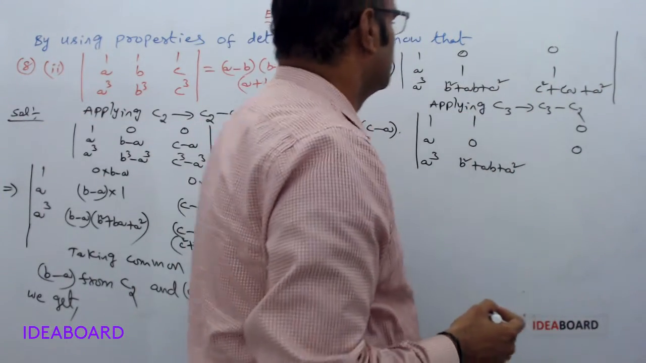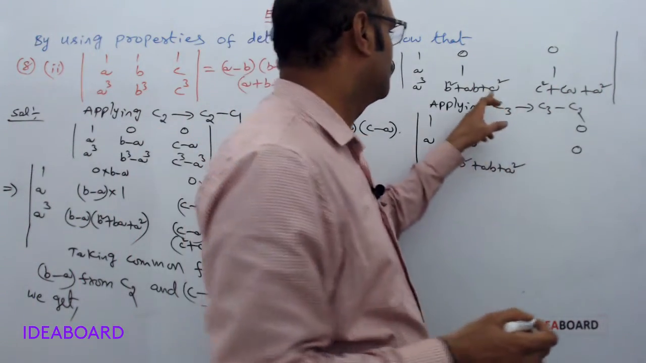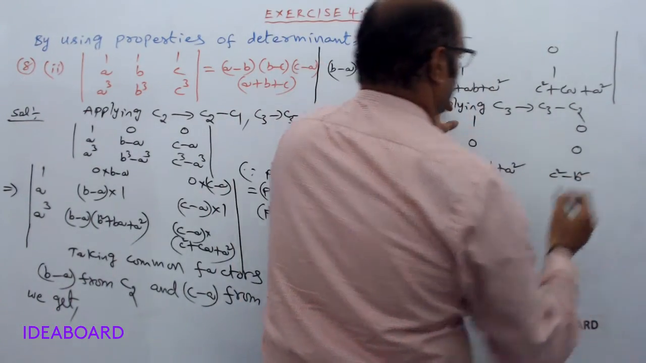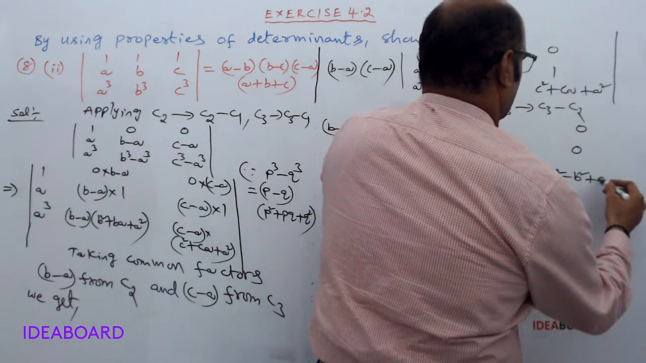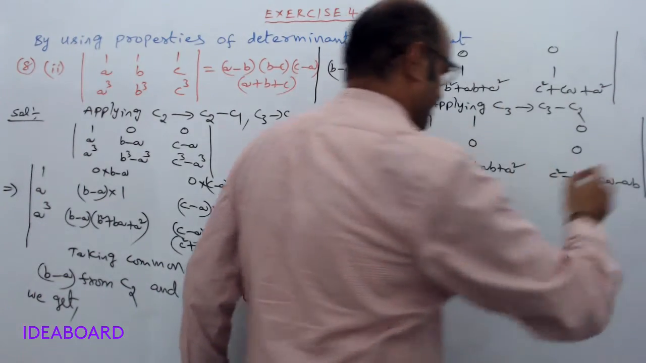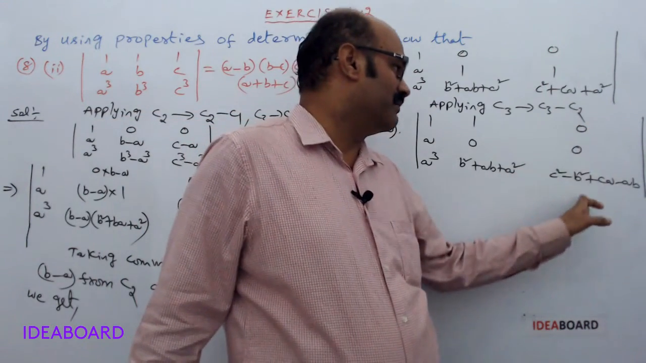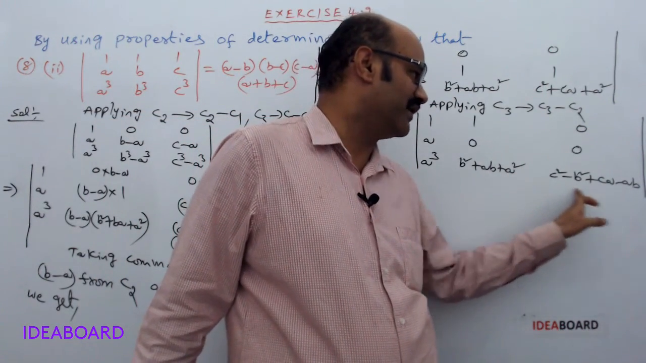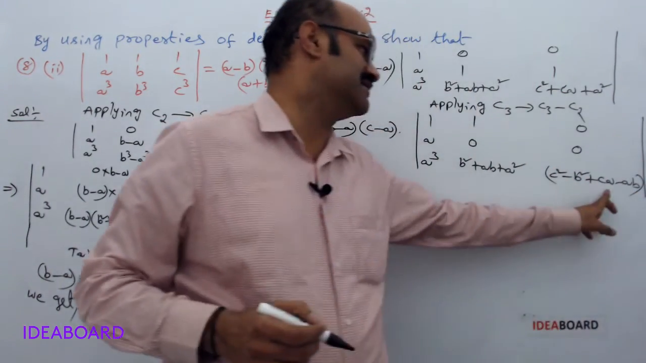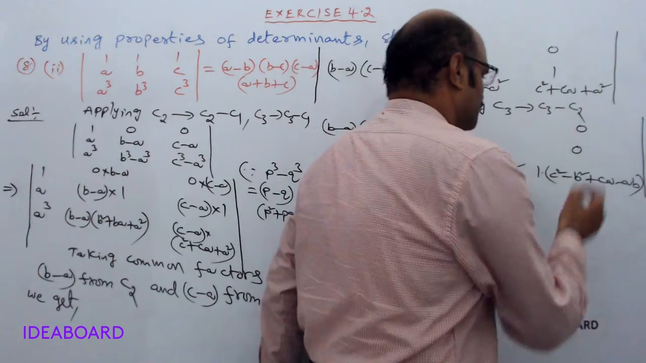Now it becomes C square minus B square plus CA minus AB plus A square minus A square becomes 0. Close the determinant. Now here from column 3 you can take this one as a common factor, because 0 into C square minus B square plus CA minus AB also becomes 0 only. So here into 1 you write.